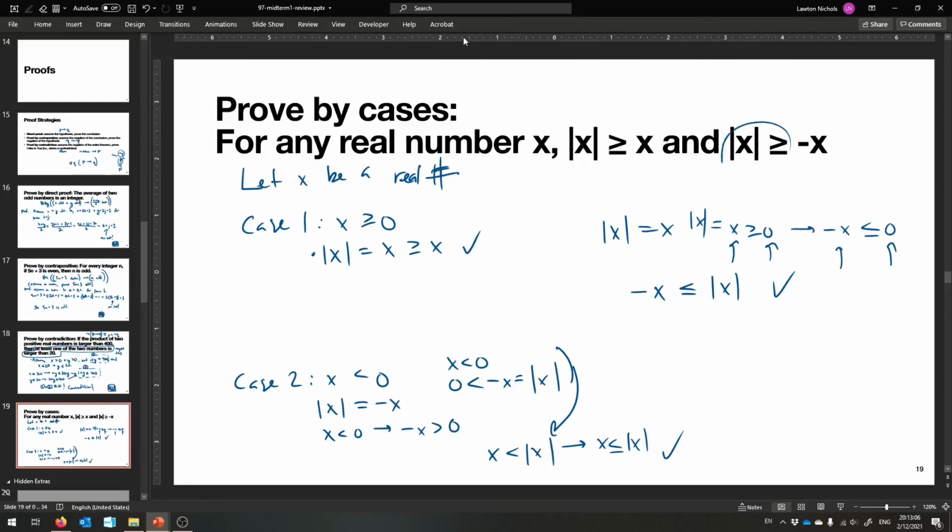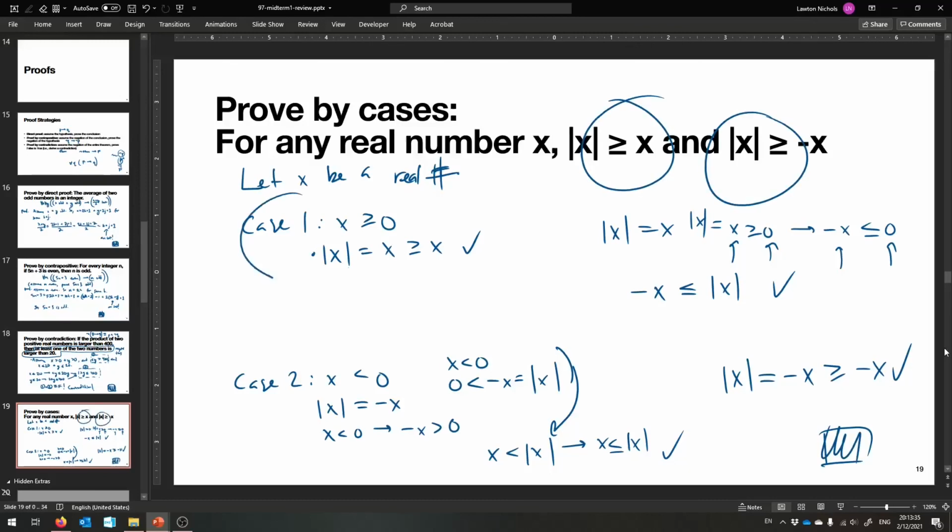Okay, let's talk about this one. Absolute value of x is greater than or equal to negative x. Well, it's actually equal to it, so this is useful. The absolute value of x is equal to negative x in this case, just by the definition of the absolute value function, which is definitely greater than or equal to negative x, because it's equal to. So absolute value of x is greater than or equal to negative x. Check. So we proved this and this for both cases. It's a bit weird trying to remember how to do inequality stuff, but hopefully it's all coming back to you.